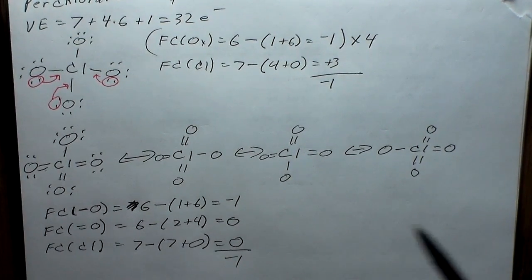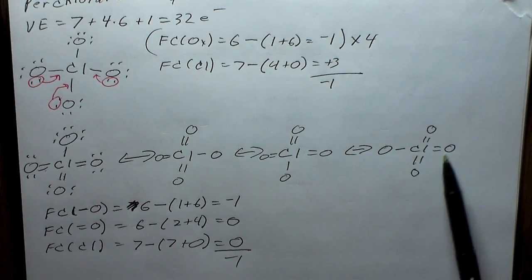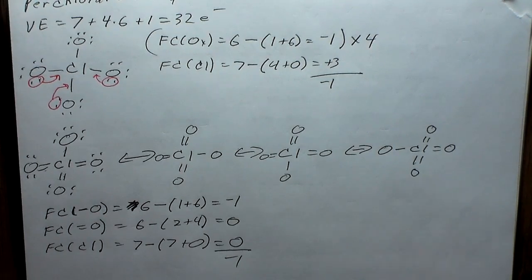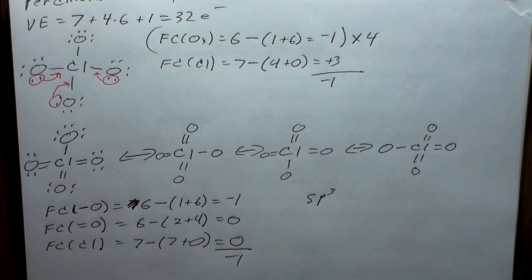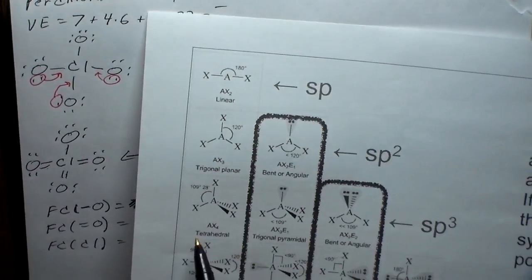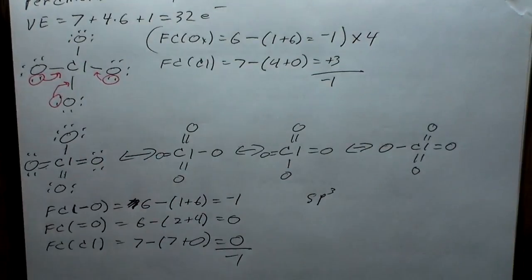And then as for my hybridization and the shape of this, well, here there's attached to 4 things. There's no lone pairs. So this is going to be an sp3 hybridization. This is going to be my nice little tetrahedral shape, just like the methane molecule.